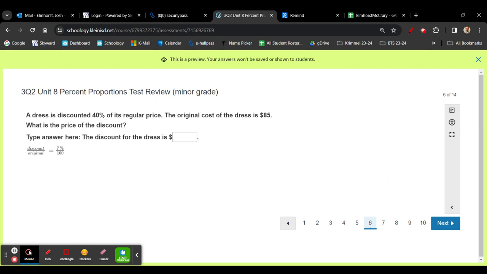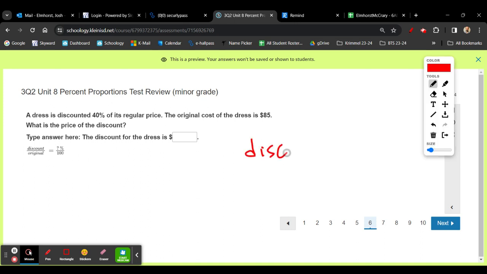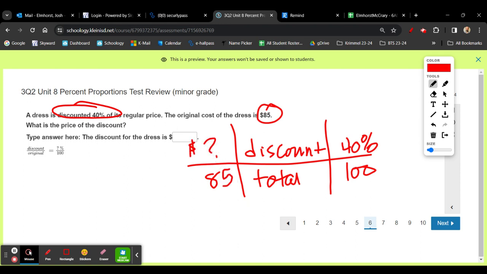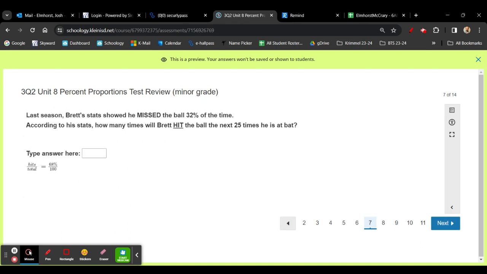Okay. Next one, we're looking at the discount. What is the price of the discount? So basing the proportion off of the discount, the dress is discounted 40%. And the discount needs to come from the original cost of the dress, which would have been the total cost before discount. And that was $85. And question mark, what was the discount? You can cross multiply 40 times 85 divided by 100. Make sure percent goes over 100.